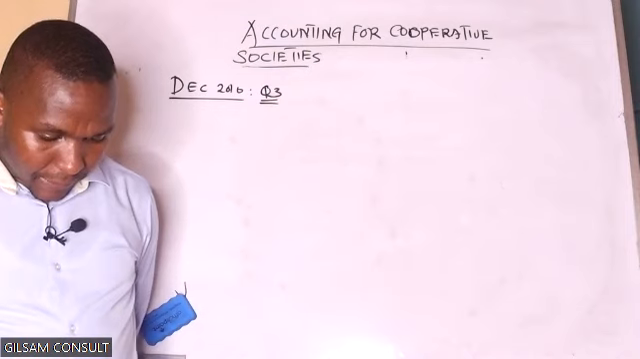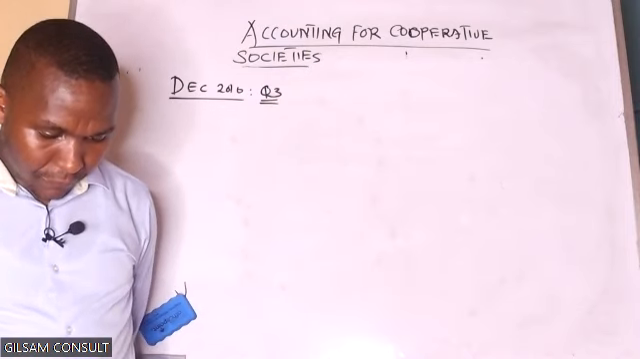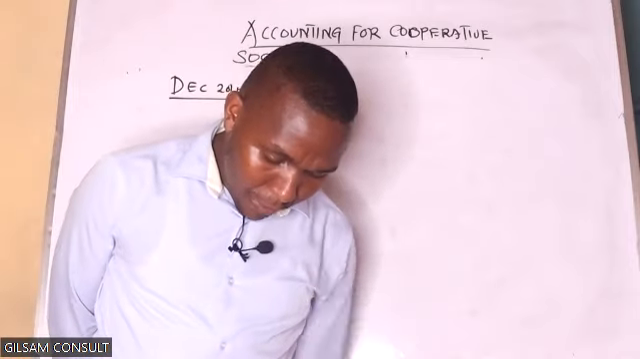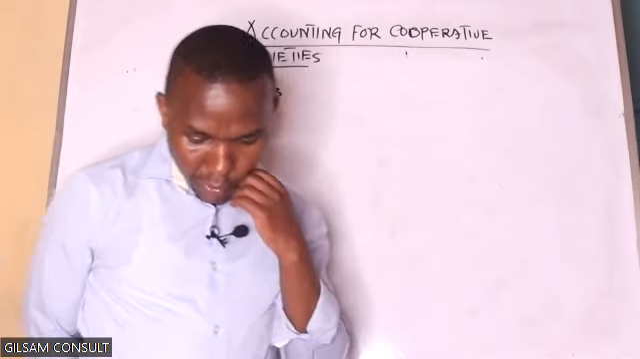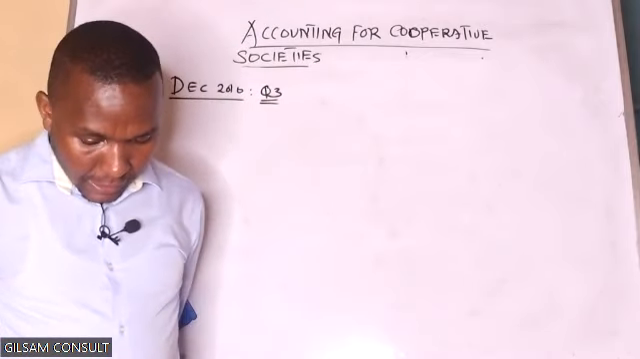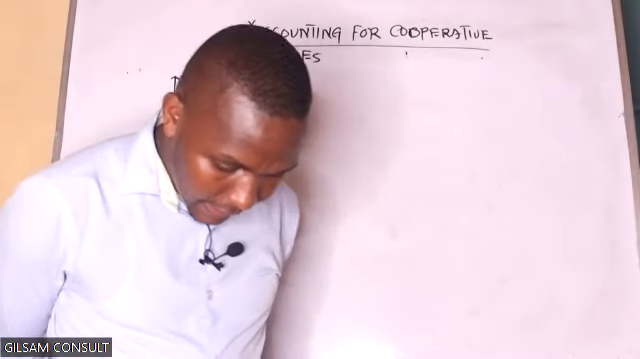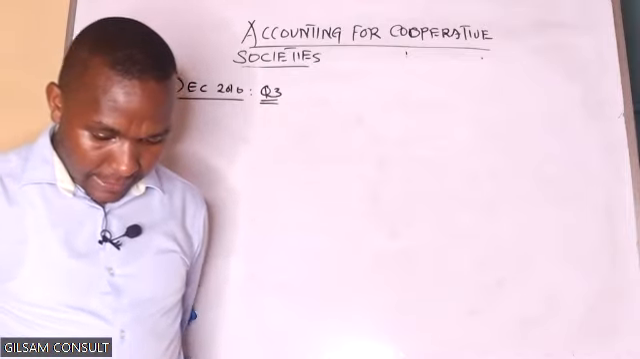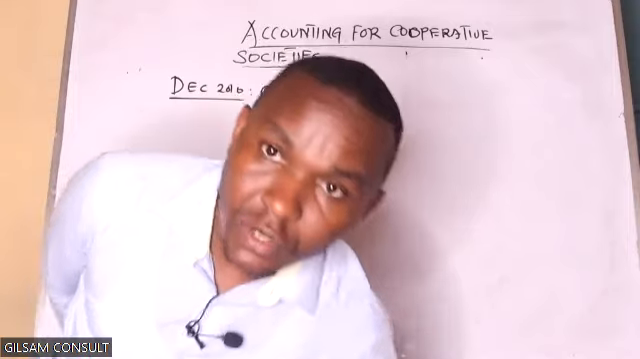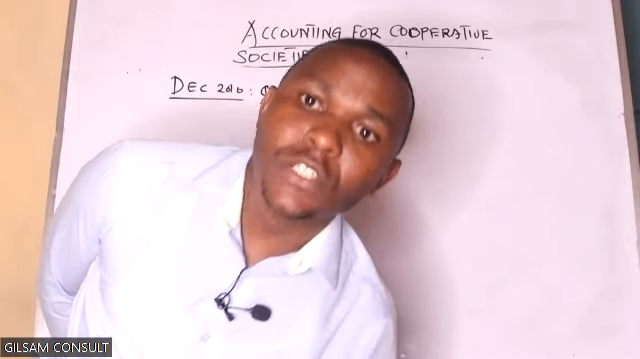Number 5, additional allowance is to be made for committee honoraria of 1,200,000. Required: the income statement for the year ended 1st December, the appropriation account, and the statement of financial position.